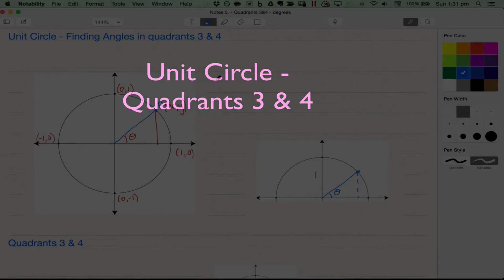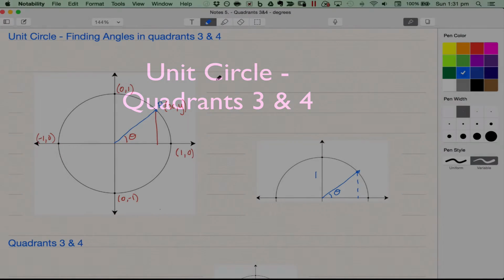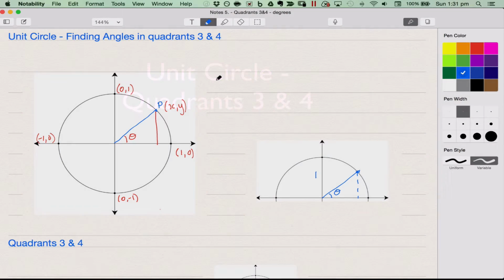Hello and welcome to our video on the unit circle and how to find angles in quadrants 3 and 4. Now you'll remember from our previous video that the unit circle is a circle with a radius of 1. So I've labelled here 1, 0, 0, 1, it's 1 all the way across here.